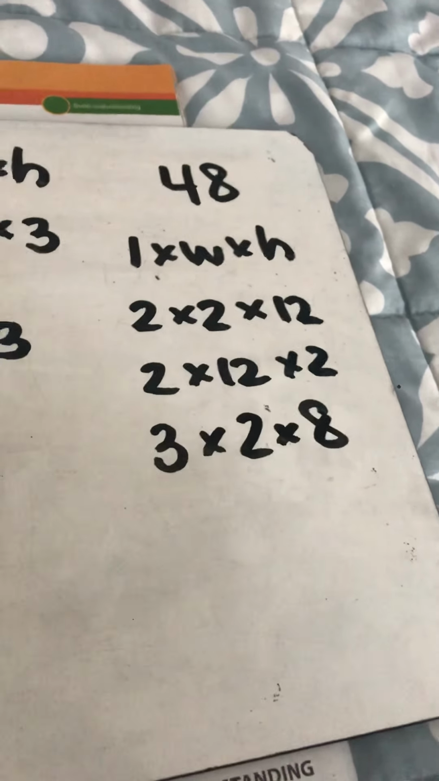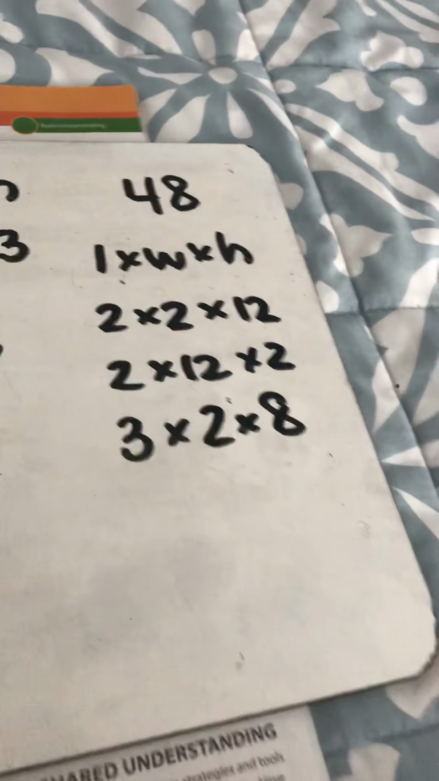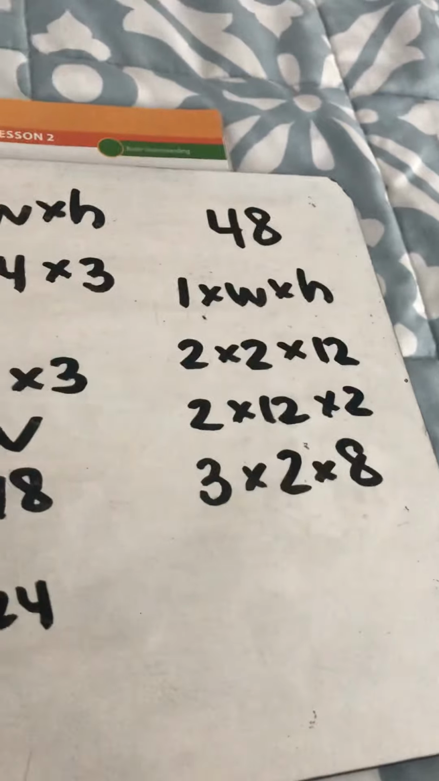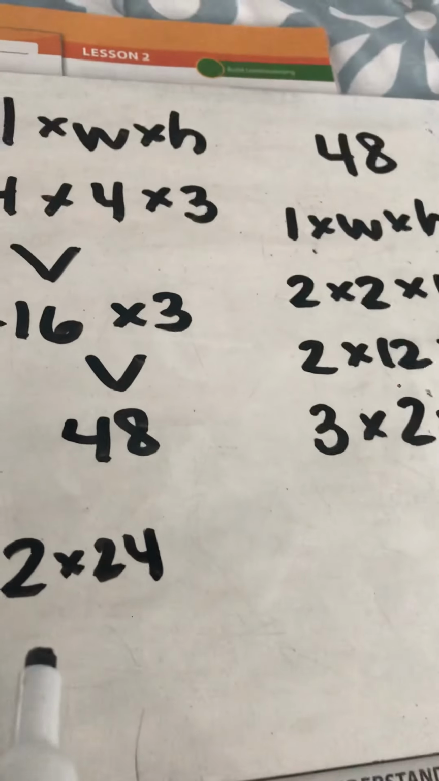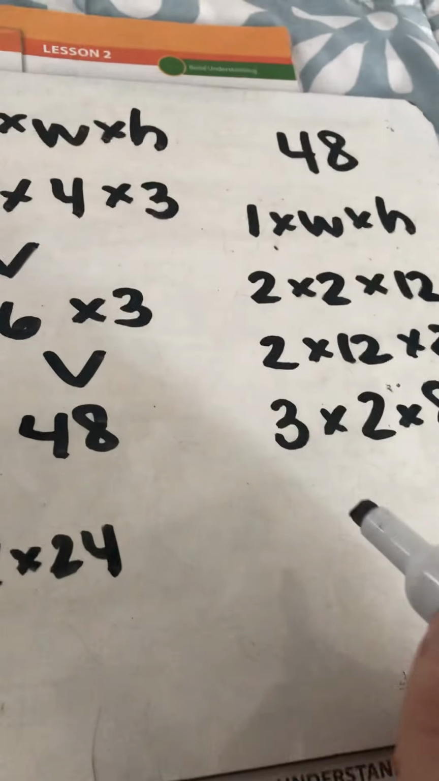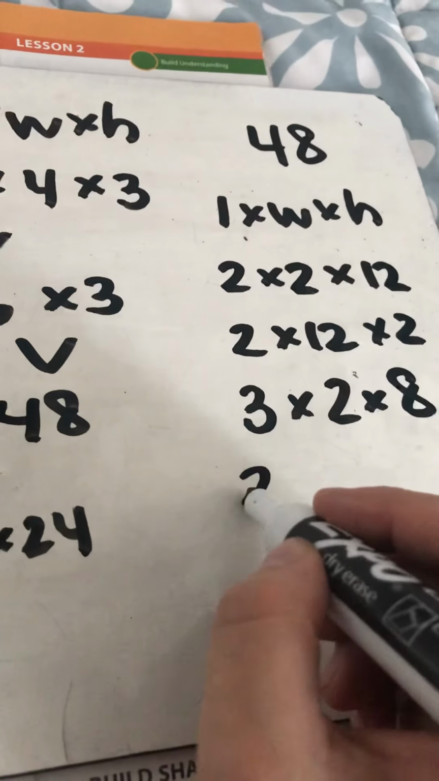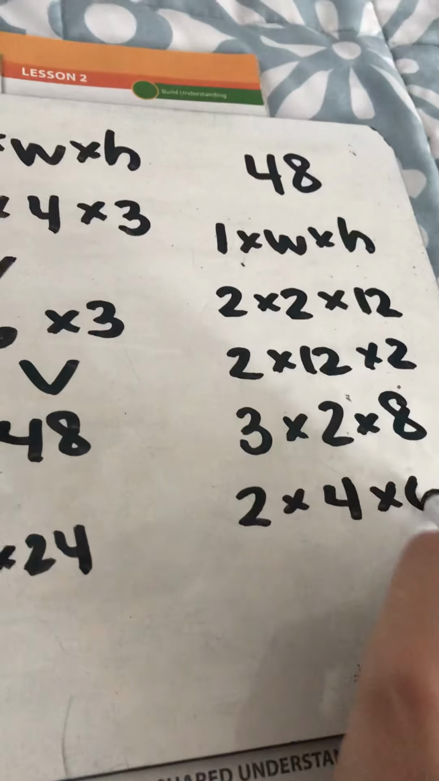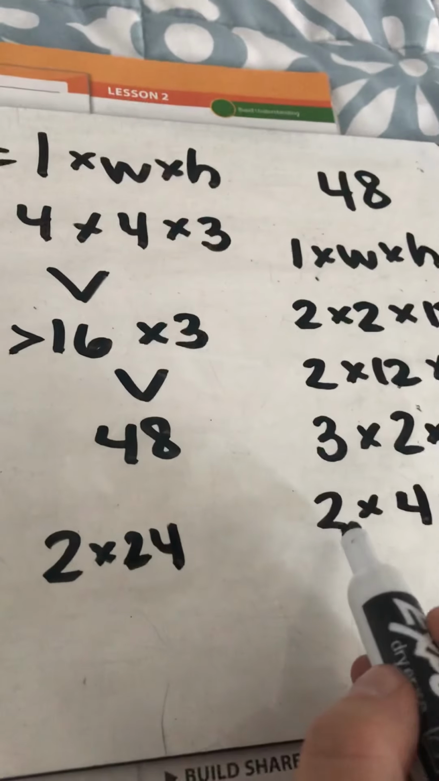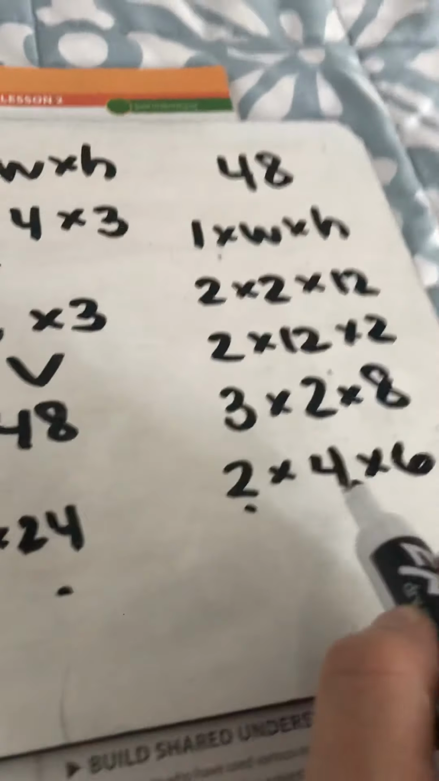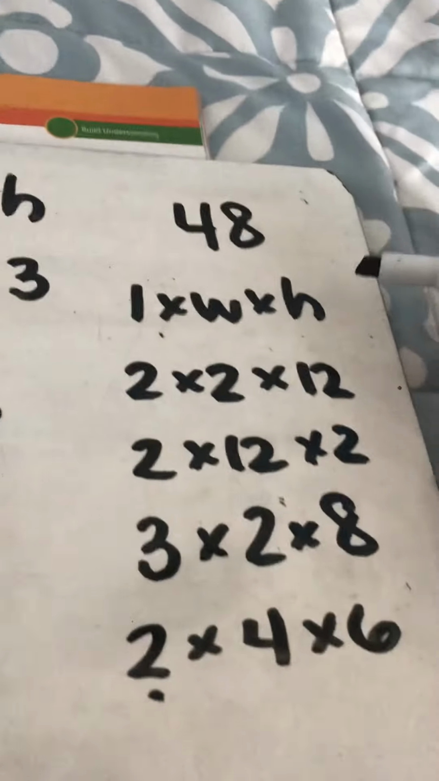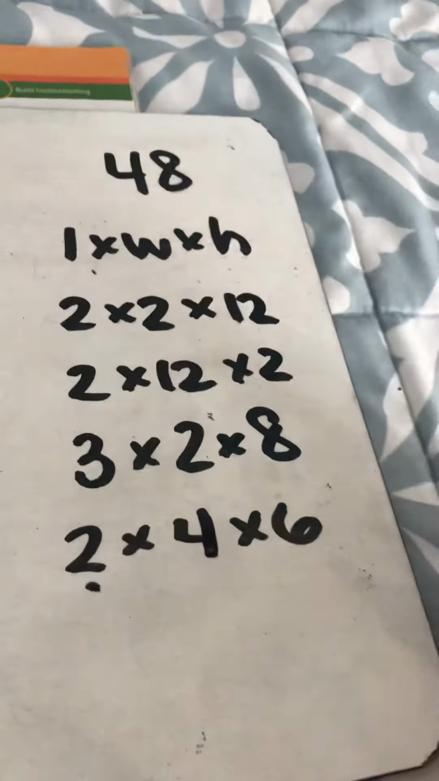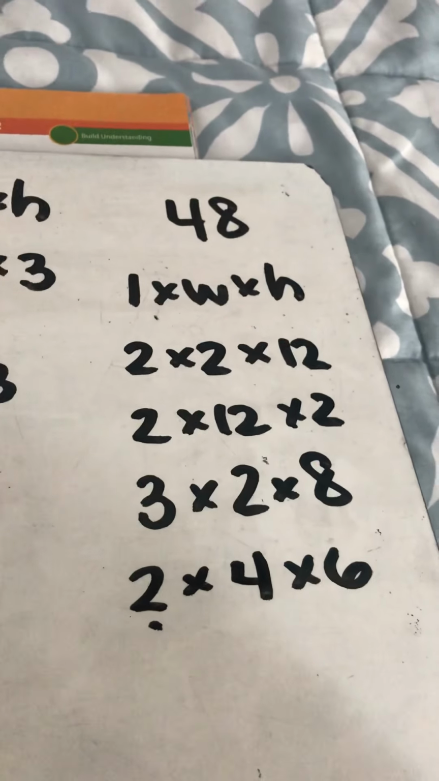Okay. What other options? I know that 2 times 24 makes 48. So maybe I can come up with another way of getting 24. It would be 2 times 4 times 6, right? 2, and what makes 24? 4 times 6. So I just came up with a few different ways that we can multiply 3 numbers and get 48 and look different when we stack them.